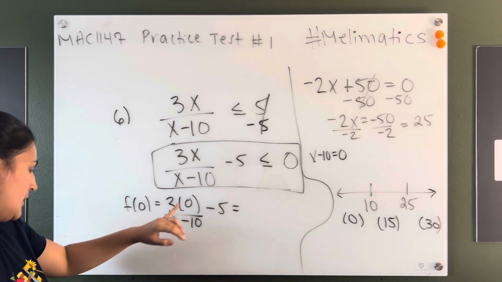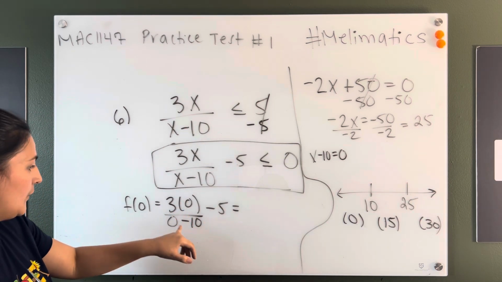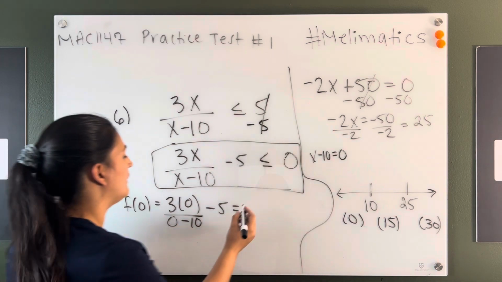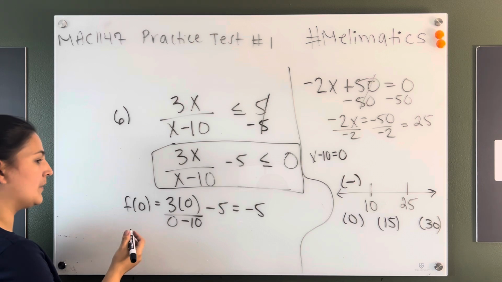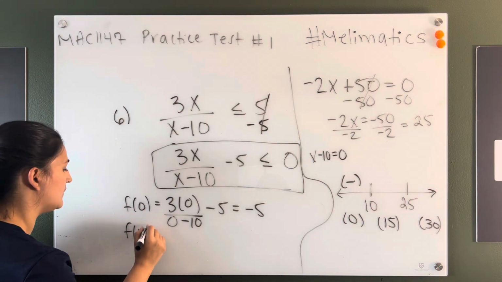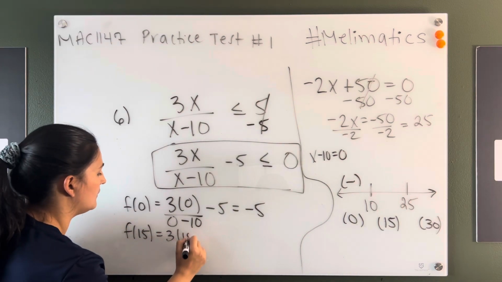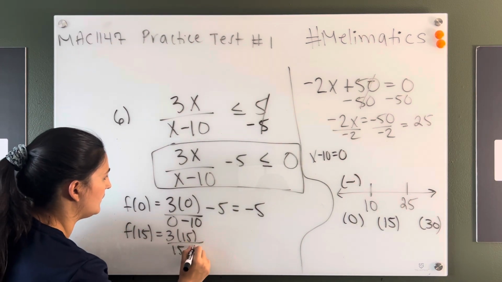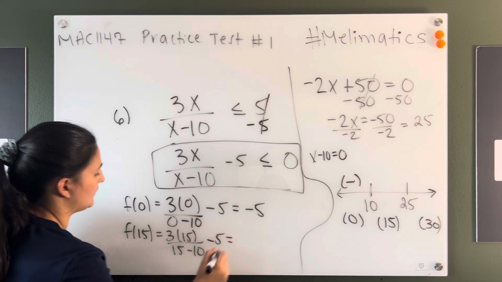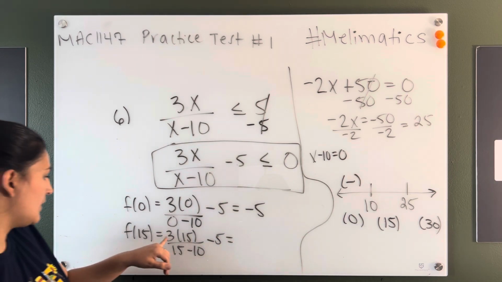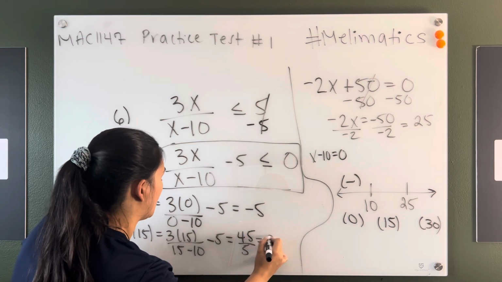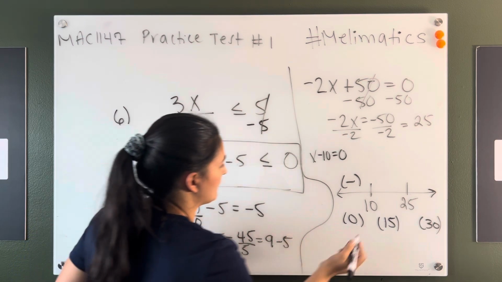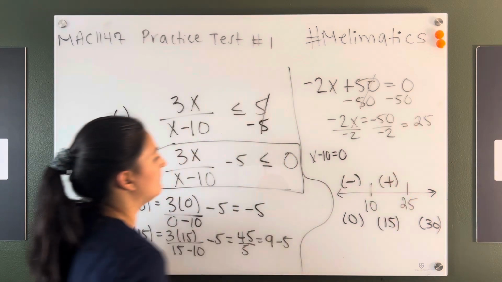All right, so this is going to be 0 over negative 10, which is just 0, minus 5. So that's going to be negative. Okay, when we plug in 15, let's see what happens. Again, you just need to know if it's going to be positive or negative, right? So this is going to be 45 over 5, which is 9. And then my 9 minus 5 is 4, so this is a positive region.